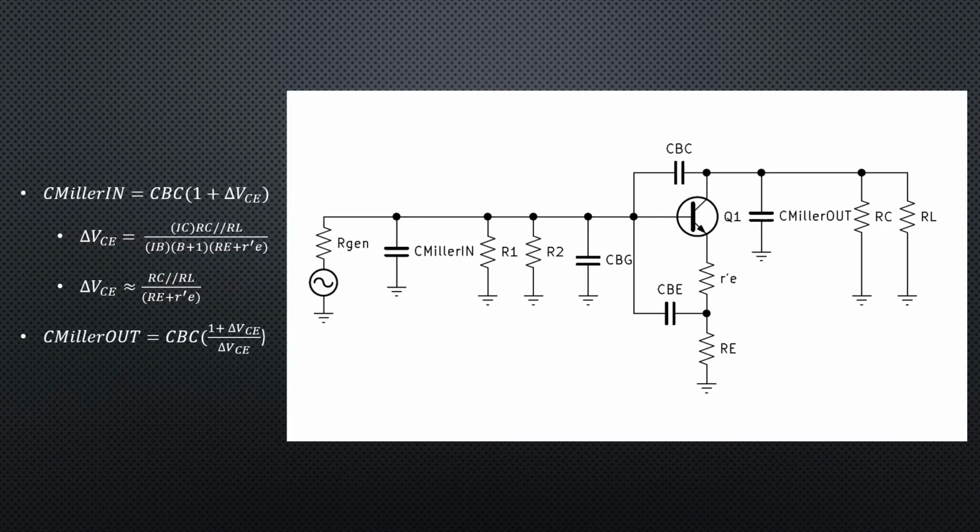Now we've got two capacitances to consider, C Miller in and C Miller out. C Miller in can be found by multiplying CBC by the quantity 1 plus the gain of the transistor, or the amplifier, in the common emitter mode. C Miller out can be found by multiplying CBC by the quantity 1 plus the gain, common emitter, divided by the gain, common emitter.